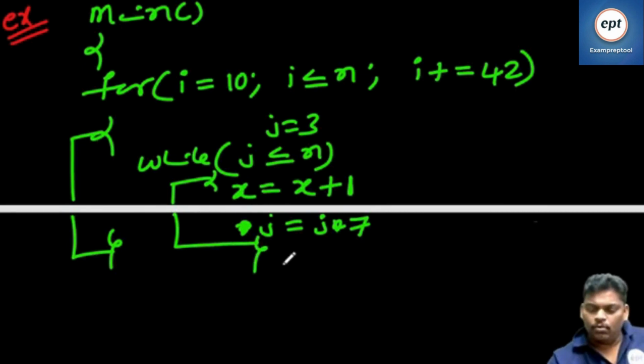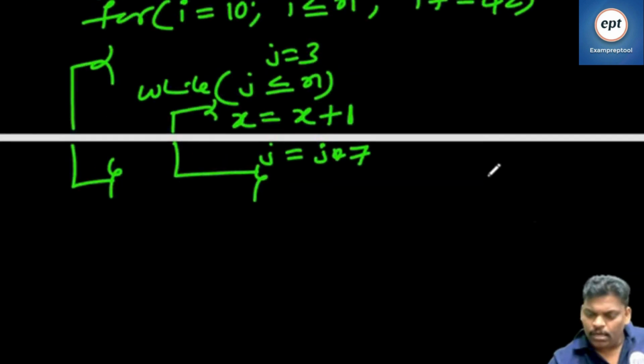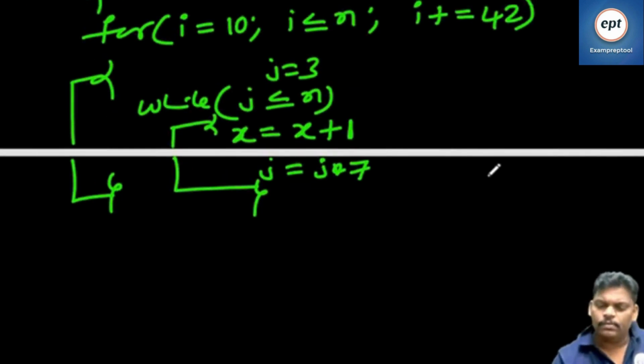Now I think the problem is clear. Now you go ahead. What is the answer of this? For I equal to 10, I less than n, I plus equal to 42; j equal to 3, while j less than or equal to n, x equal to x plus 1, j equal to j into 7.